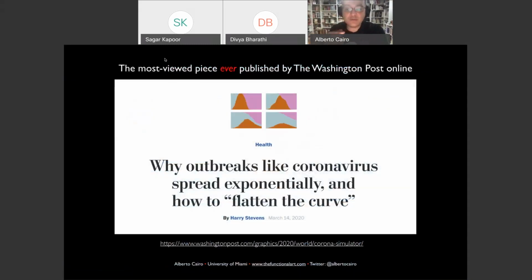The most viewed piece of content ever published by the Washington Post online was this project that you have on the screen right now, which is a simulator of how a pandemic spreads in a country, if measures are taken to contain it, or if measures are not taken to contain it, how differently that thing will spread.